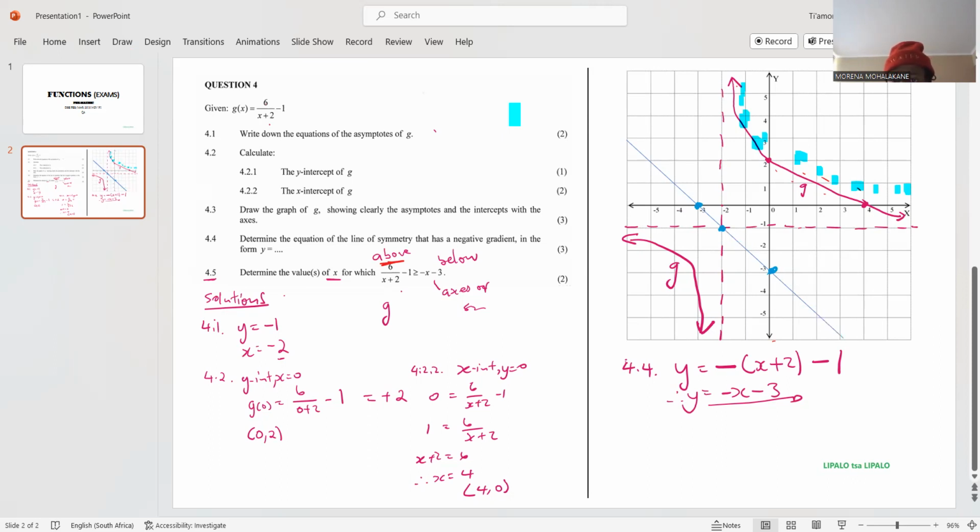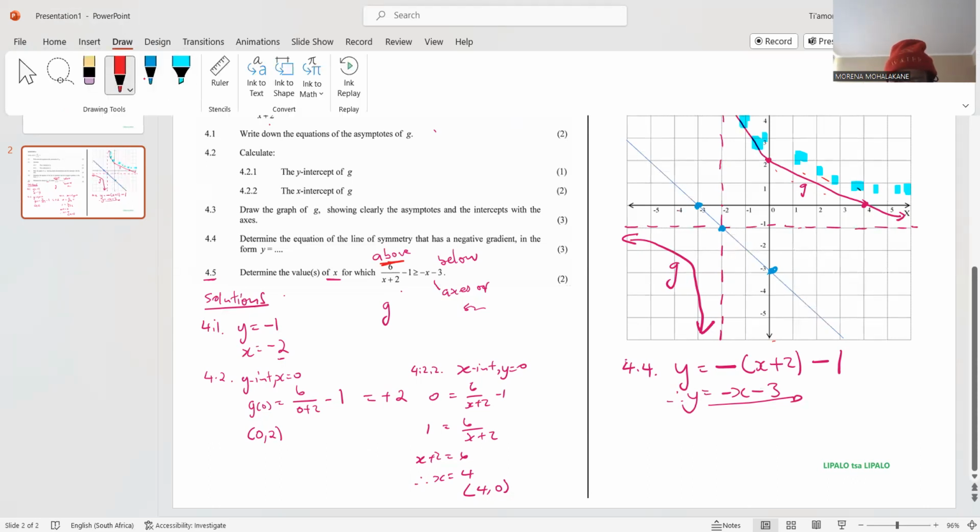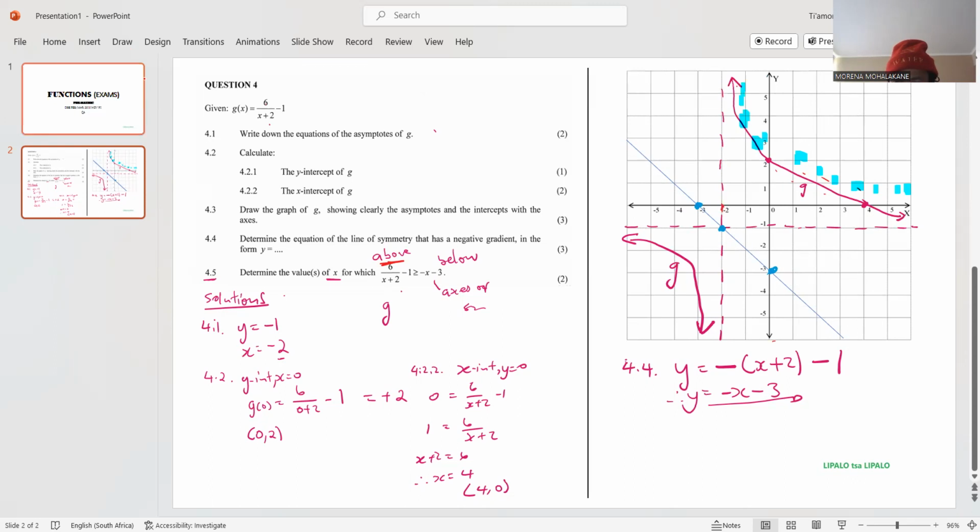So from where? From this point here, the asymptote. Immediately after the asymptote, the graph is below y is equal to negative x plus 3, I mean minus 3. So I can therefore conclude that x has to be greater than 2. That is where g is above the axis of symmetry.